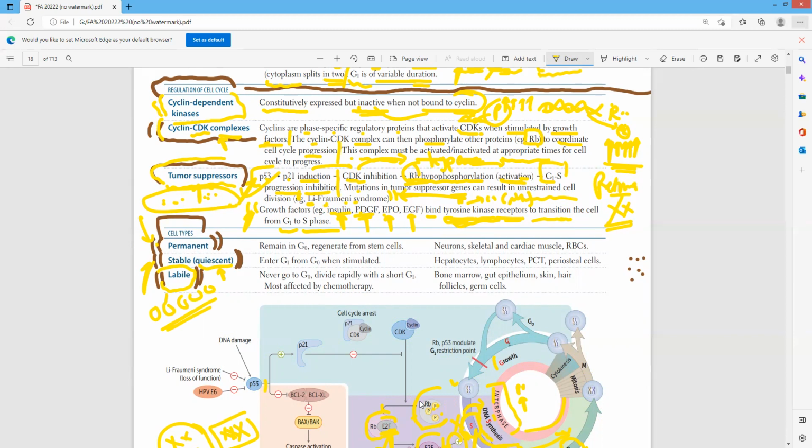Here permanent cells remain in G0. I know G1, G2 and S phase, but what is G0? It goes out from the cell cycle. It will not undergo the cell cycle again. I'm too busy, I'm not going to have children, I just work. They don't think of marriage, they don't think of children, just of work.